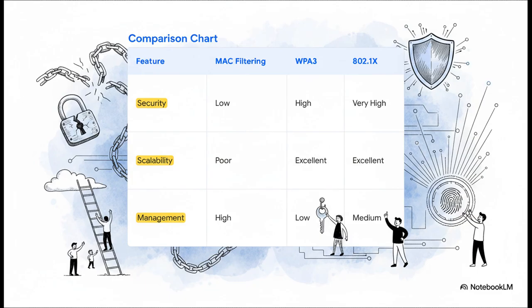This chart really tells the whole story, doesn't it? Take a look at MAC filtering. Security is low, scalability is poor, and management is a huge pain. Now compare that to something modern like WPA3. You get high security with strong encryption, it scales perfectly, and management is super low, it's just one passphrase. And then you have the gold standard, 802.1x for enterprise. Security is incredibly high because it's based on who the user is, not what device they have. It's totally scalable and managed centrally. It's not even a fair fight.